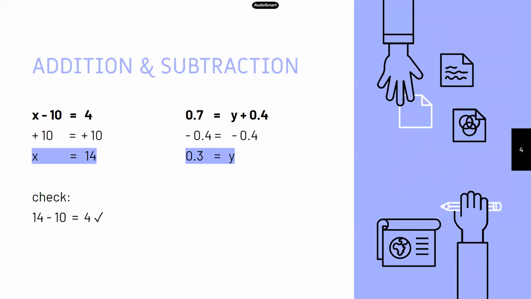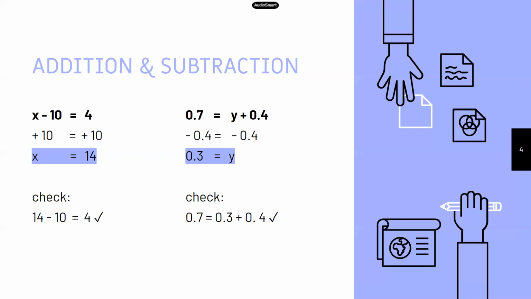So just remember, we're not quite done yet. You have to check our work. So when we plug in 0.3 for y in our equation, we get 0.7 equals 0.3 plus 0.4. And as you can see, that's a true statement, so that means that we've solved our equation correctly.